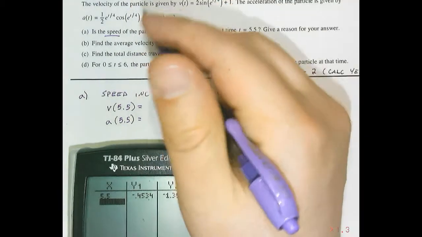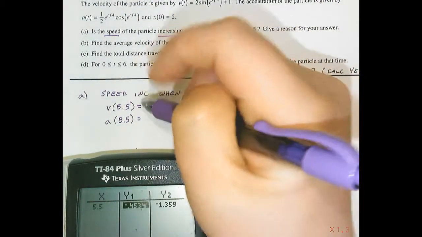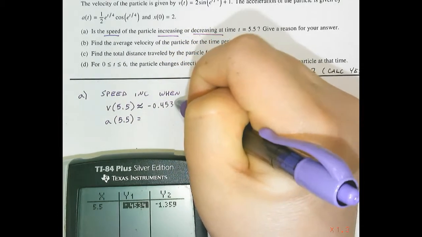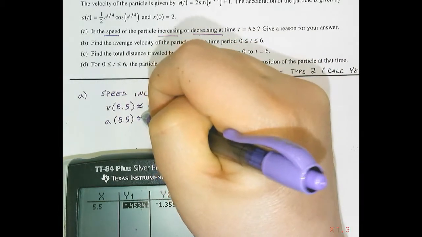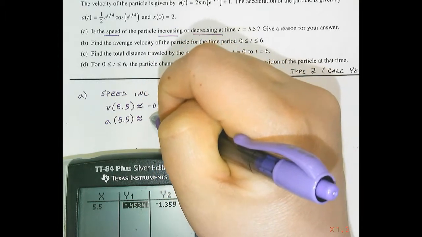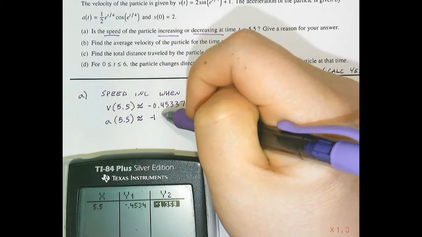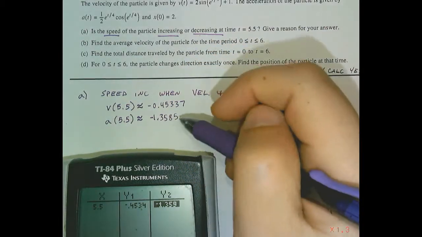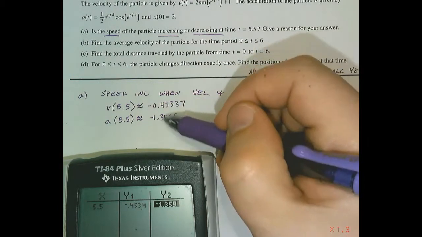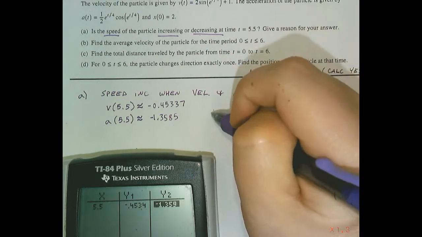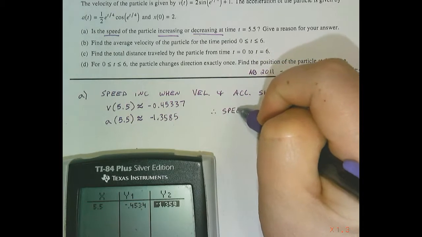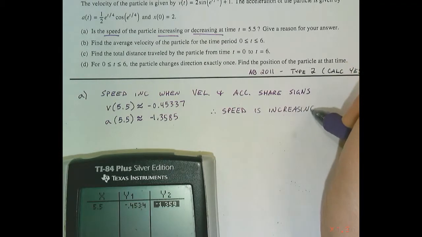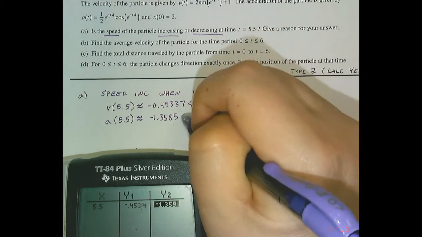So v of 5.5 is approximately negative 0.45337, and a of 5.5 is approximately negative 1.3585. So both of these are negative, so the speed is increasing. Both of these are smaller than 0.